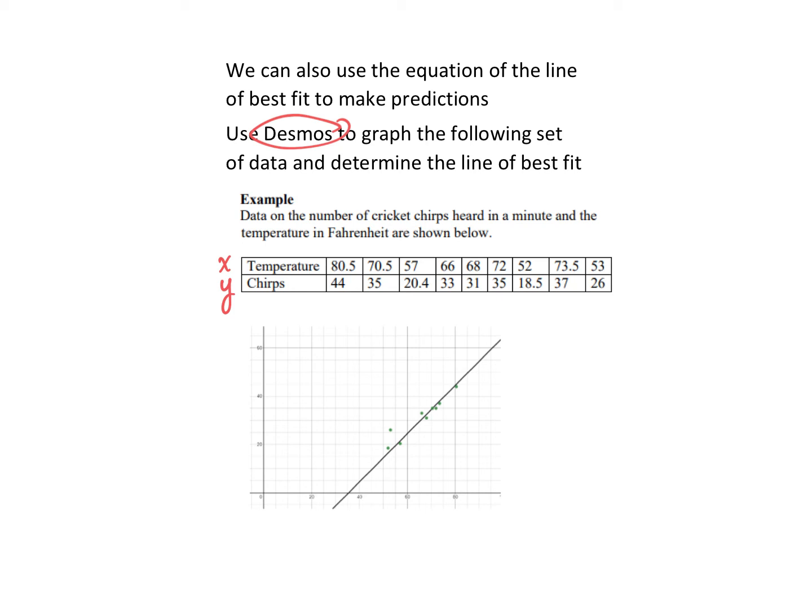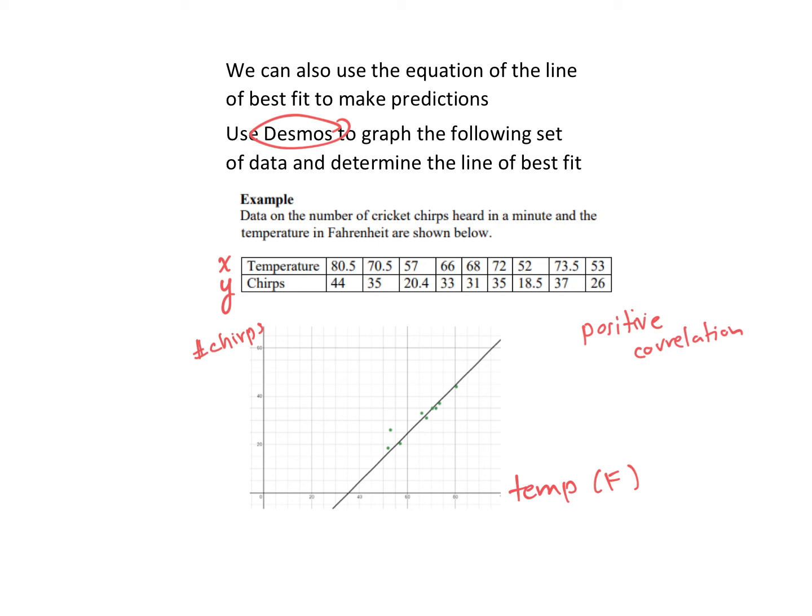So it looks like as the temperature, which is on the x-axis, and it is in Fahrenheit, not in Celsius, increases, the number of chirps we hear also increases. So it is a positive correlation. So there is a relationship, and it is a positive one, meaning that as x increases, y increases.